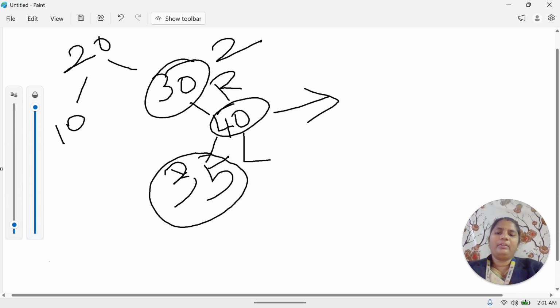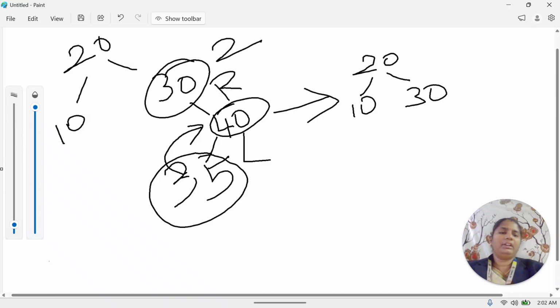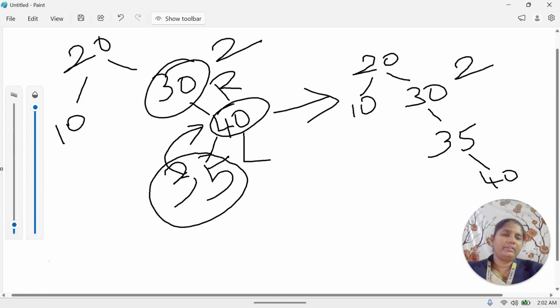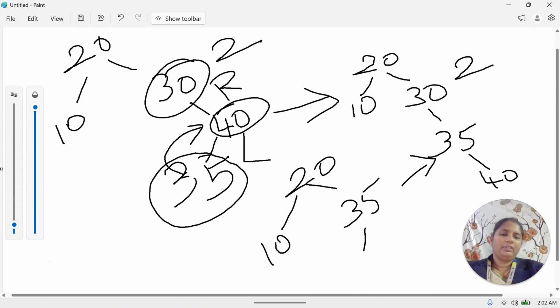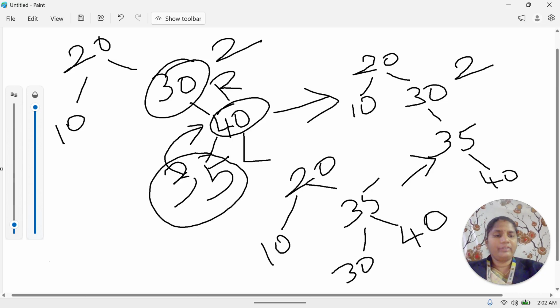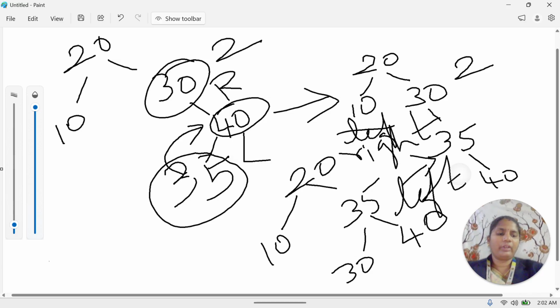So first we are going to perform the right rotation. 10, 30, 35 goes up, 35 and 40. So still the balancing factor is not changed. So now we have to perform the left rotation. 20, 10, 35, 30 and 40. So this is an example where first we perform the right rotation followed by the left rotation. So this is the concept of the AVL tree.